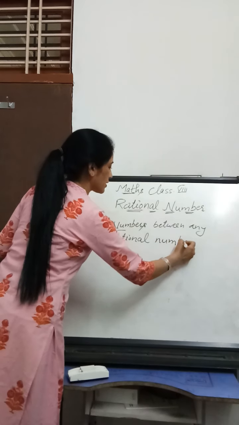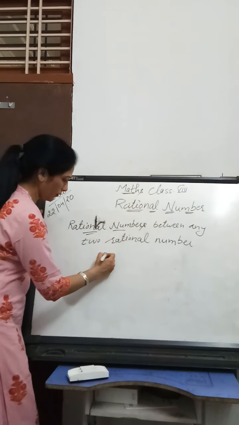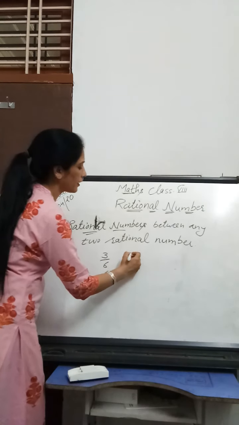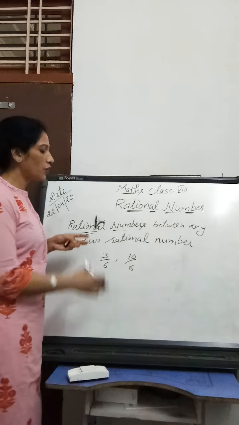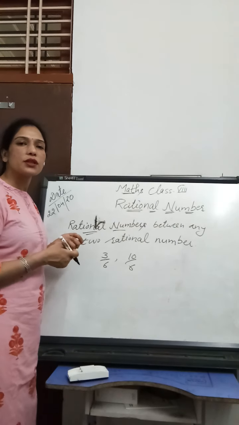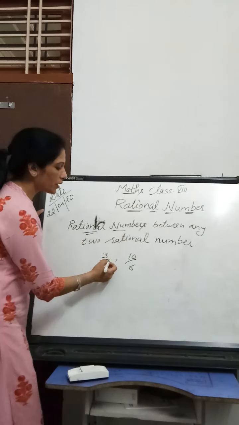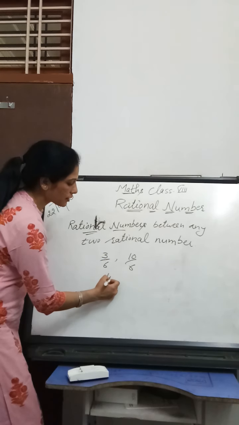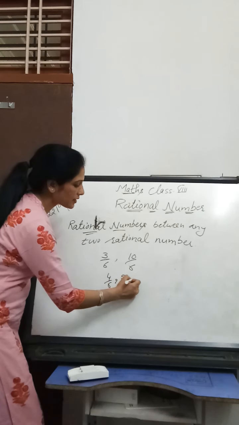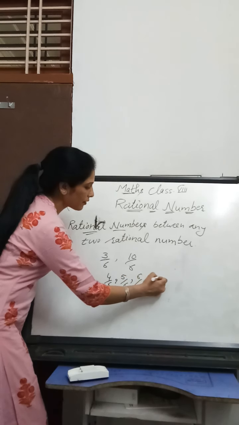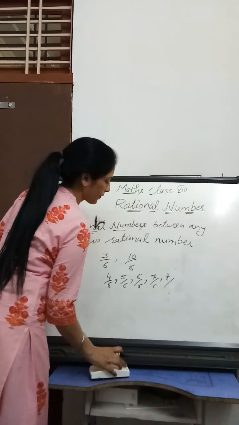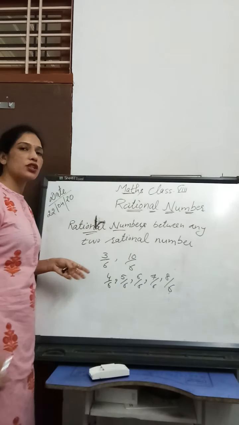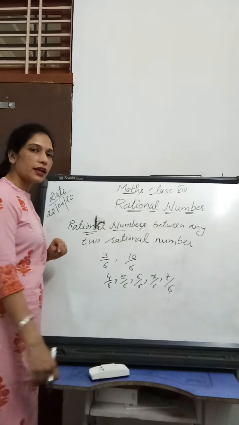For example, question is given here: 3 by 6 and 10 by 6. These two rational numbers are given, and you have to find any 5 rational numbers between 3 by 6 and 10 by 6. So simple, you can write 3 by 6 is given. You have to write 4 by 6, 5 by 6, 6 by 6, 7 by 6, 8 by 6 and so on. These are the 5 rational numbers between the 3 upon 6 and 10 upon 6.